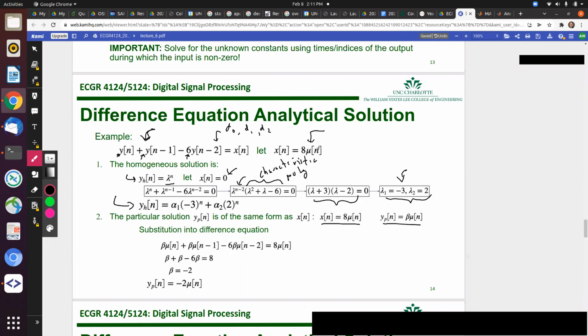If the output is of the form beta times u of n, y of n is beta times u of n, that first one. y of n minus 1 is beta times u of n minus 1. Minus 6 y of n minus 2 is minus 6 beta u of n minus 2. And then, of course, that's equal to x of n, which is 8 u of n. And now we have an equation in all step functions.